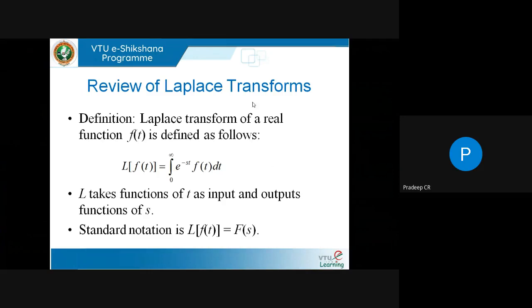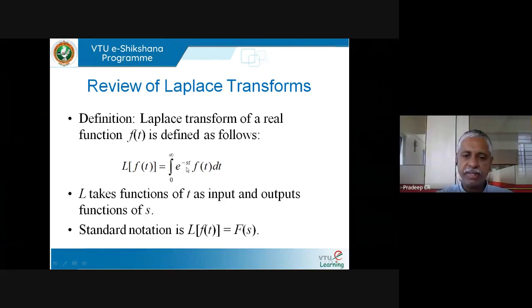So what did we do? We defined the Laplace transform of a real function f(t), which was defined like this. Laplace of f(t) is the integral of e to the power minus st times f(t) dt, with limits t varying from 0 to infinity. Observe that Laplace is a transformation, or a sort of function of a function, which takes functions in the independent variable t and returns functions of s. We have seen this. Just to emphasize, I'm telling this again.